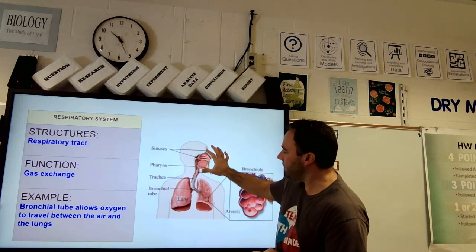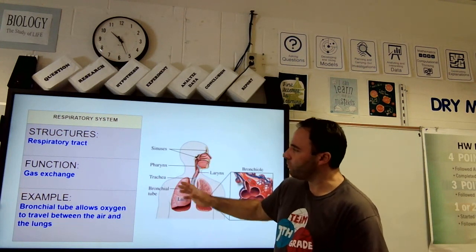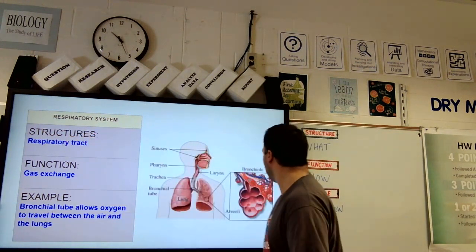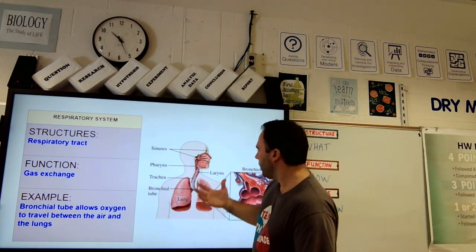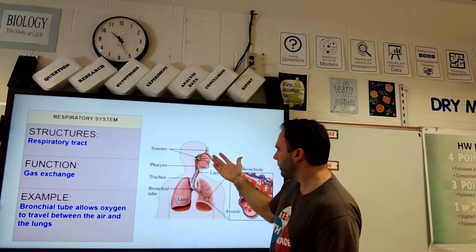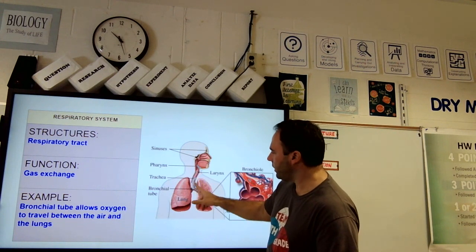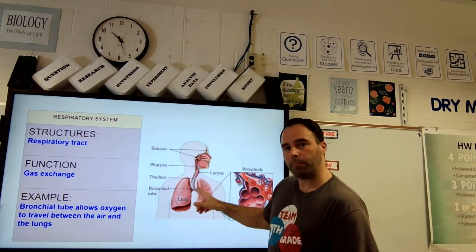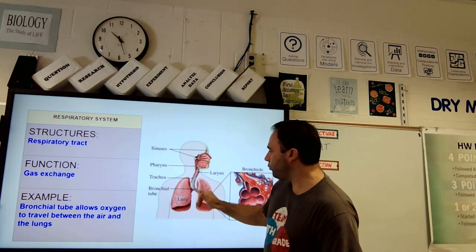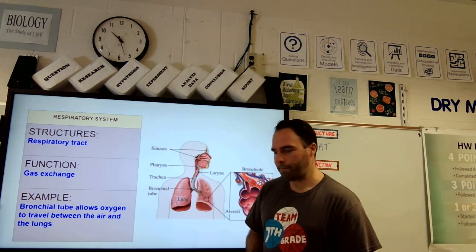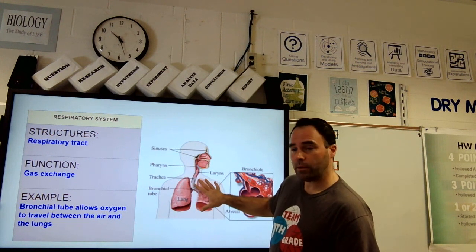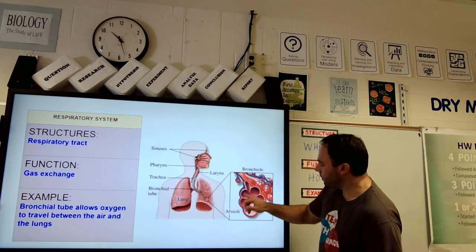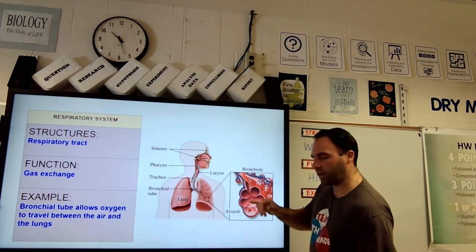Lots of different structures here. When you look at them all together, we call that the respiratory tract. That's the what of the respiratory system. Starting with your mouth and nose, going into your throat, eventually into a tube called the trachea, which splits off into two tubes called the bronchial tubes, and eventually down into the lungs. The lungs are not solid. They're actually made of tiny little air sacs or bubbles called alveoli.